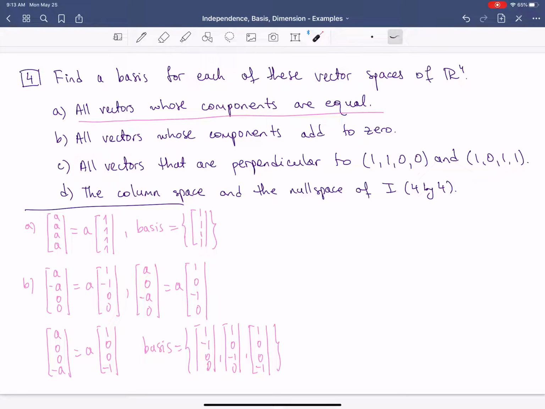Well, the easiest way to do that would be to stick these 2 vectors into a matrix as the rows of that matrix. So let the matrix A be equal to 1, 1, 0, 0, and then 1, 0, 1, 1. Then the null space of A will have all vectors that are perpendicular to the rows of A.